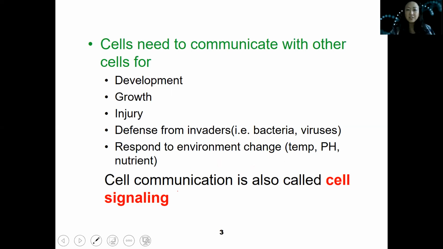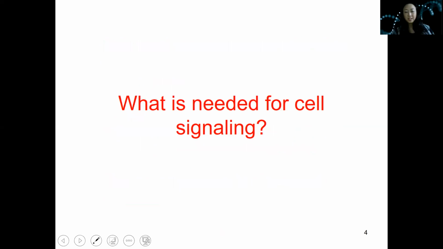Now, the scientific term for cell communication is called cell signaling. Okay, so whenever we talk about cell signaling, it's the cells' way to talk to each other. So first, let's identify the players for actually doing cell signaling. There are two main things. Right here, what you're seeing is a cell, and it has something on it. That's actually a protein on the cell membrane.